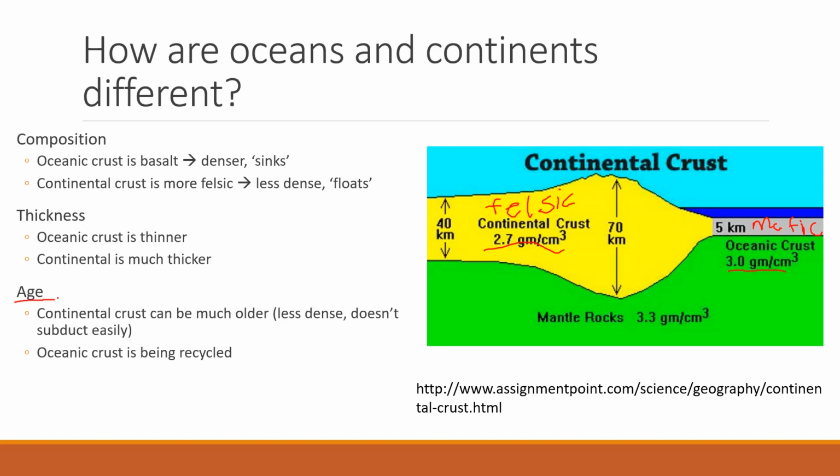So that is where we see that difference in age: the continental crust will never really be destroyed, so it can be much, much older. We have pieces of continental crust that are 4 billion years old, whereas the ocean is constantly being recycled. It's constantly being subducted. So our oldest ocean is only about 200 million years, and this can be 4 billion. So there's a big difference there. And this all comes back to the composition, that felsic versus mafic.